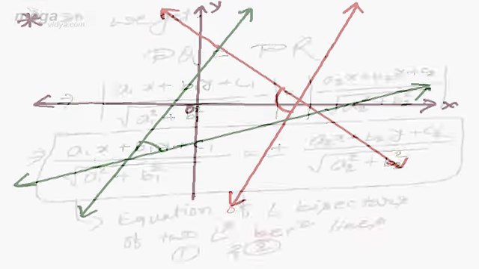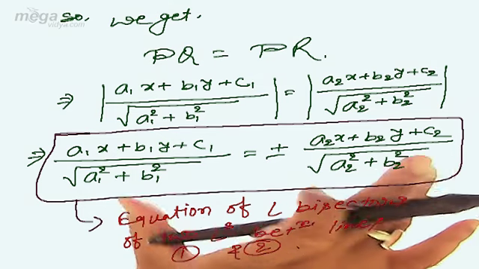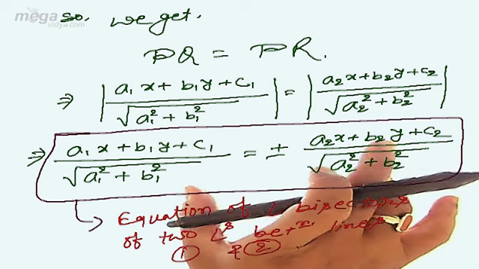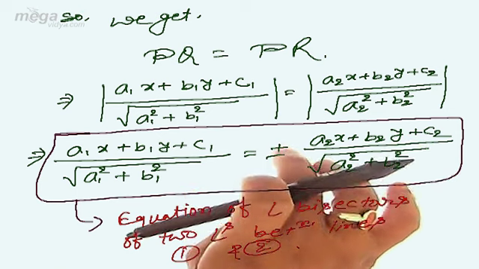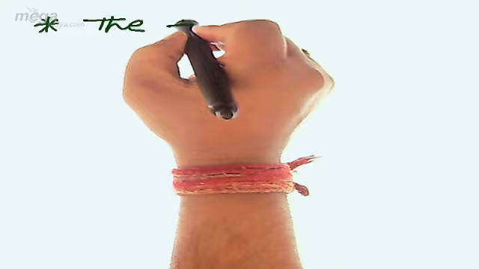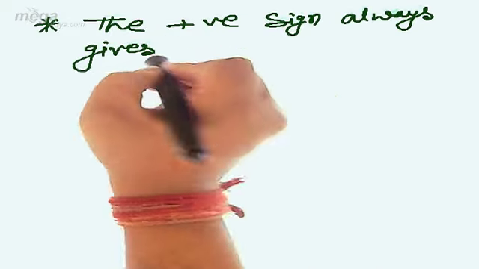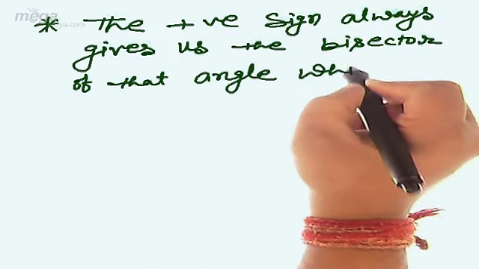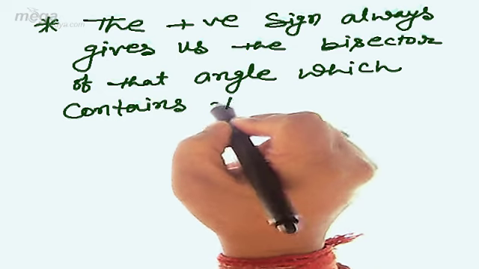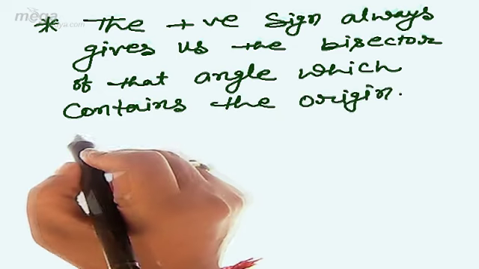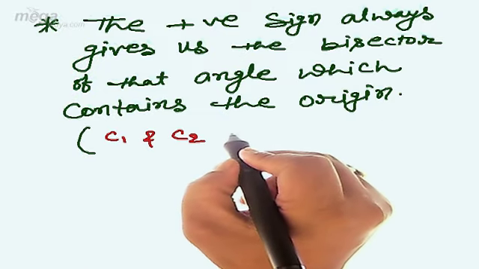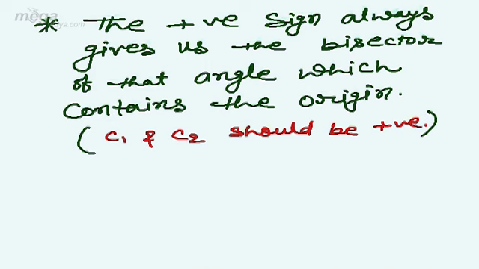So when we take this formula, in which region will the origin lie, for which region is this the bisector and this the bisector? So here, student, remember, the positive sign always gives us the bisector of that angle which contains the origin. But here also remember, C1 and C2 should be positive. Now student, I am taking here an example.